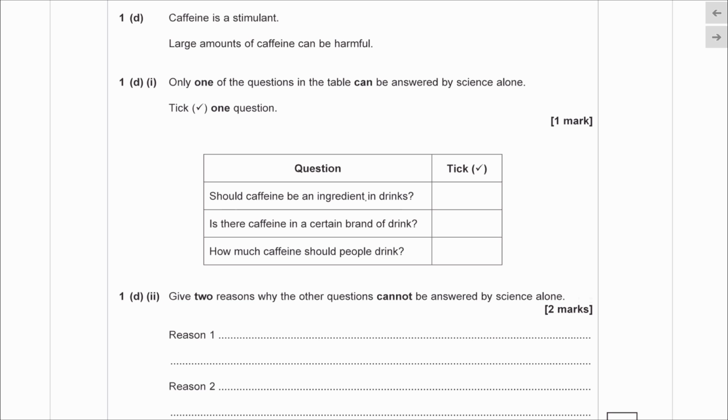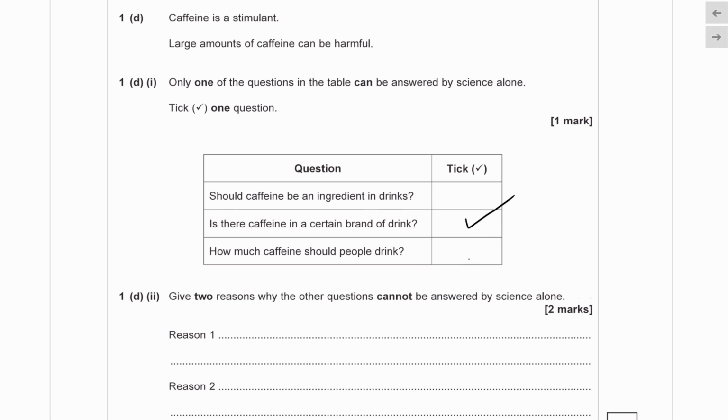The second question, is there caffeine in a certain brand of drink? Now, if we take a certain brand of drink and we run tests on it, we can determine exactly how much caffeine there is in that drink. So this question sounds like it's going to get a big tick. And just to make sure, let's have a look at the bottom question.